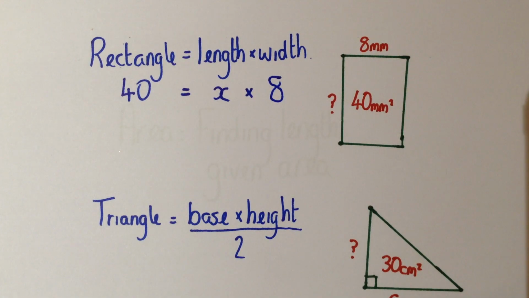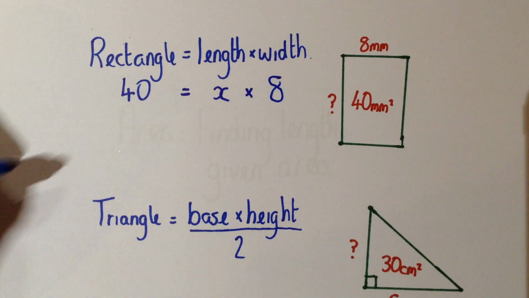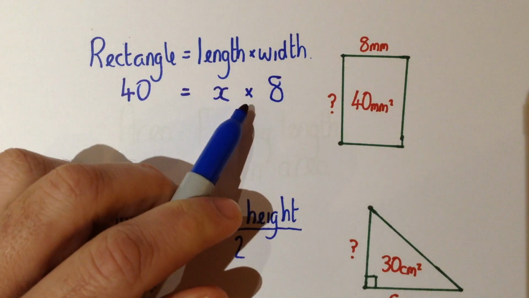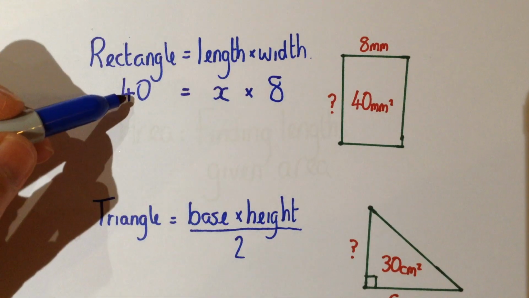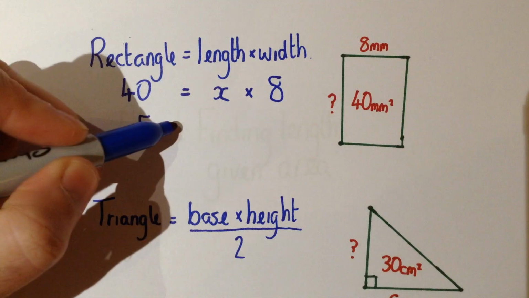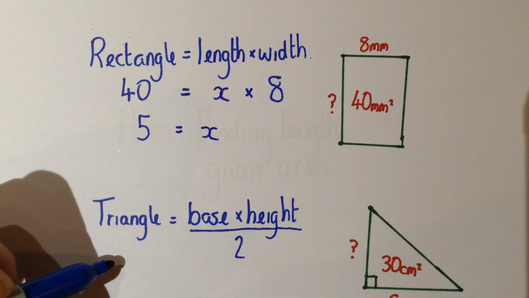What we need to do in order to solve this equation is just do the opposite, the inverse of whatever we've done to the unknown, the x. The opposite of times 8 is divide by 8. So we would have to do 40 divided by 8 to give us 5. So we get that x is 5.